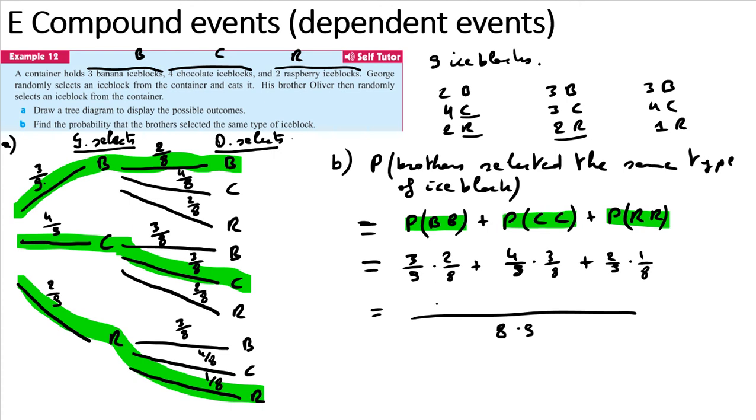Then here we have 3 times 2, which is 6, plus 4 times 3, which is 12, plus 2 times 1 is 2. So we have 6 plus 2, which is 8, plus 12 is 20. So we have 20 over 8 times 9. We can simplify that a little bit. So we can divide 20 by 4, then we get a 5. We can divide 8 by 4, and then we get a 2. So that will be equal to 5 over 2 times 9, or 5 over 18.